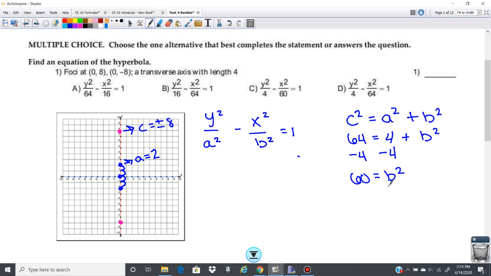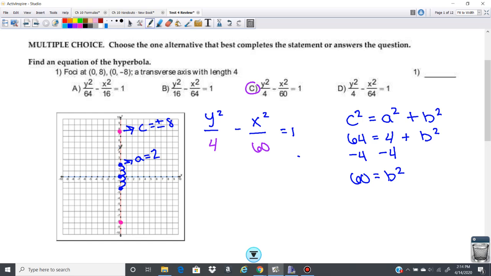We don't really need that because we just want the equation. So we want b squared. b squared gets plugged in right here as 60. And then a squared gets plugged in right there. So b squared is 60 and a squared is 2 squared, 4. So we are doing option C.